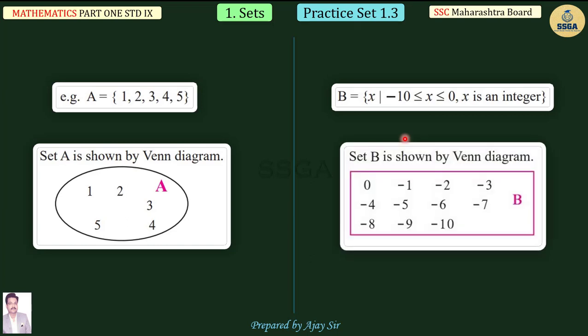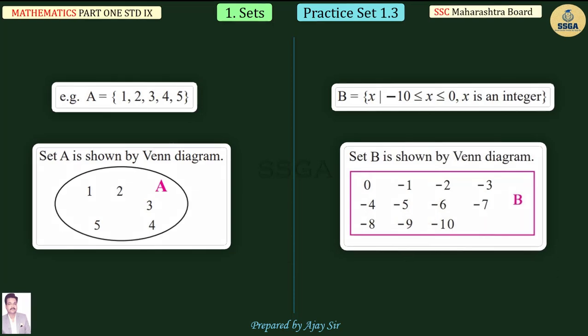So we can represent this set by a Venn diagram. B is the set, and the elements are 0, minus 1, minus 2, minus 3, minus 4, minus 5, minus 6, minus 7, minus 8, minus 9 and minus 10. Since it is less than or equal to, minus 10 also comes, and 0 also comes. We can represent all elements anywhere inside the closed shape. This representation is called a Venn diagram.